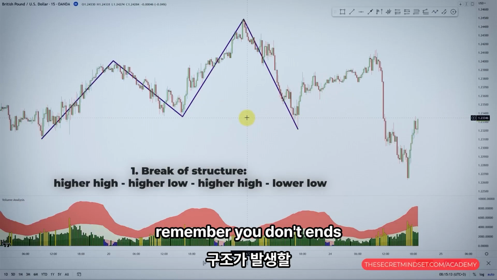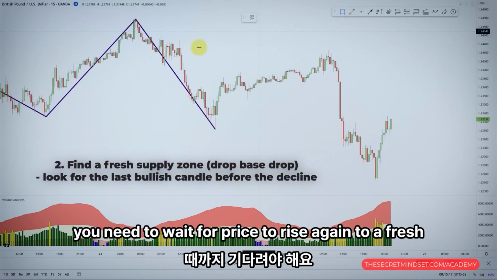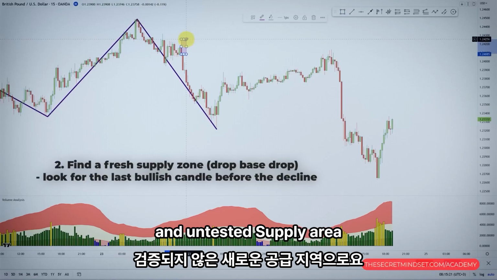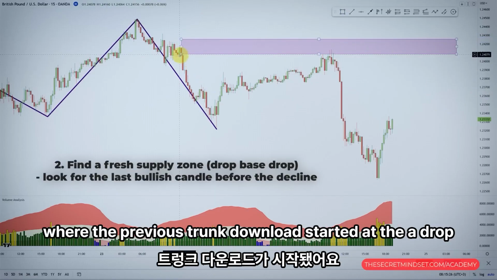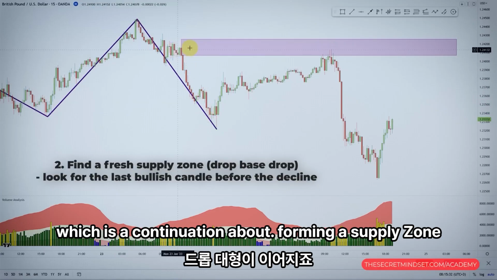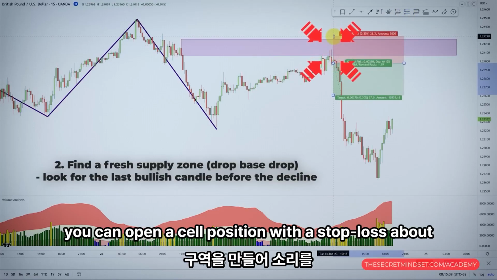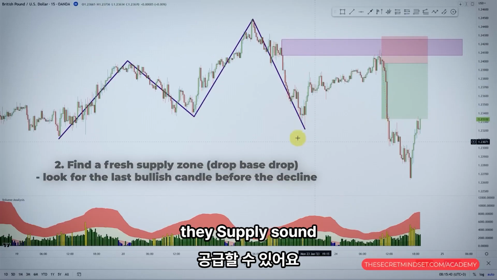Remember, you don't enter just because you find a possible breakout structure. You need to wait for price to rise again to a fresh and untested supply area. You look at the left side of the previous high, where the previous strong down move started. I see a drop-based drop formation, which is a continuation pattern forming a supply zone. When price returns to this area, you can open a sell position with a stop loss above this supply zone.